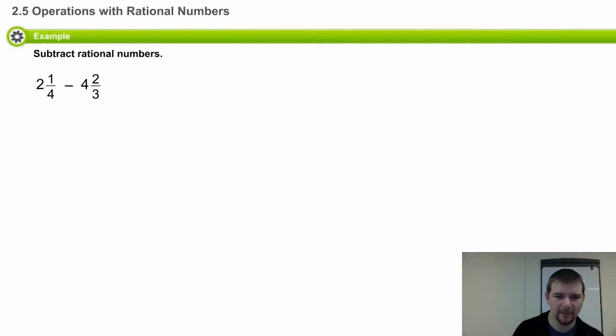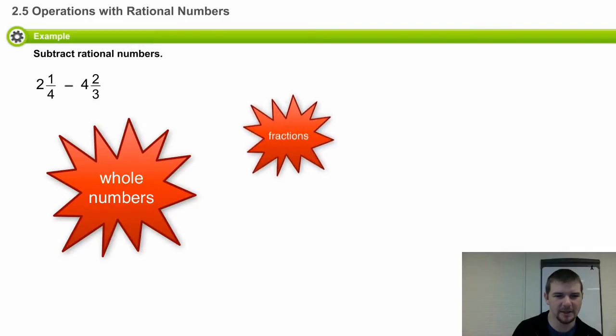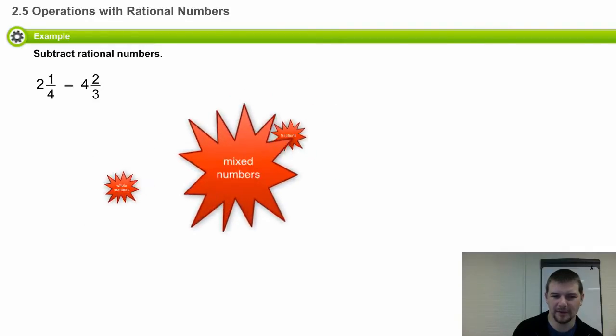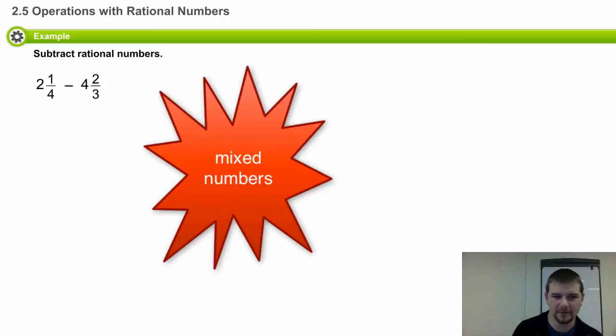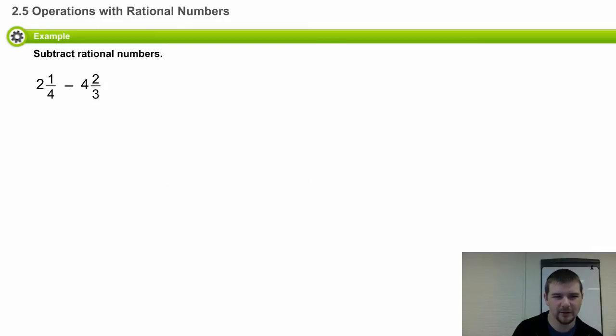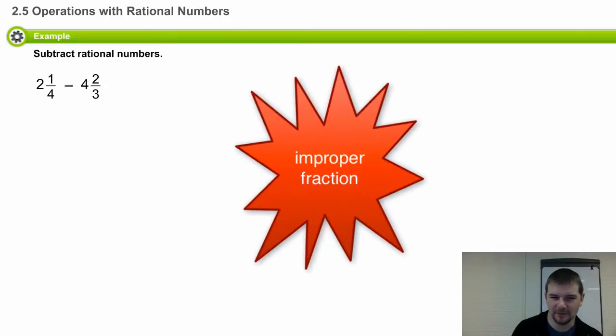All right, an example problem: 2 1/4 minus 4 2/3. Well, we have a unique situation here where we'd like to achieve common denominators, but we're beginning with whole numbers as well as fractions. So these are what we call mixed numbers. We have a whole number part and a fraction part. So 2 1/4, we'd like to convert that to an improper fraction.